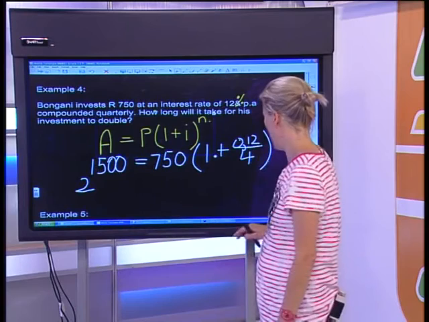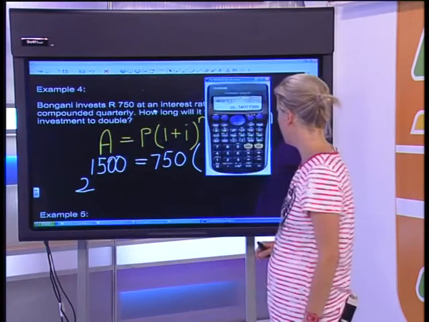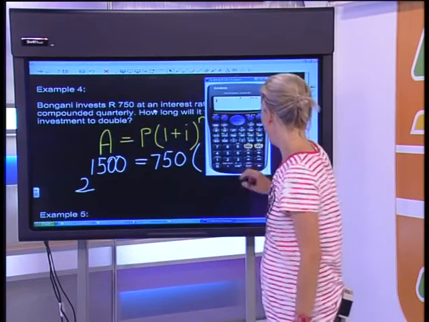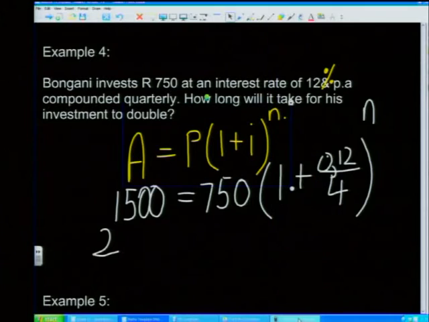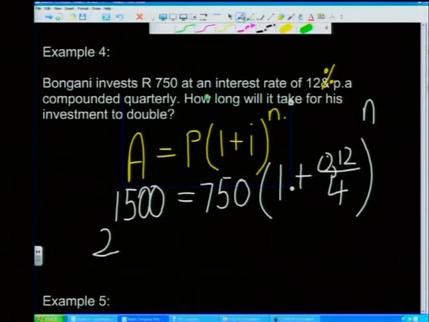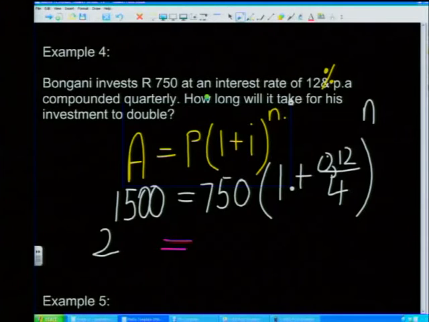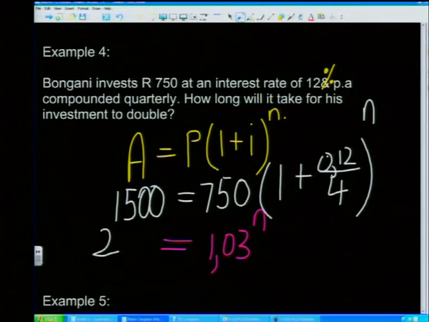And for those of you that love using your calculators, let's do it. Let's clear that. And we're going to say 1 plus fraction 0.12 divided by 4. And our answer is 1,03, which of course you should know, but I just like to show off that I can use the calculator. Right, so that's equal to 1,03 to the power n.